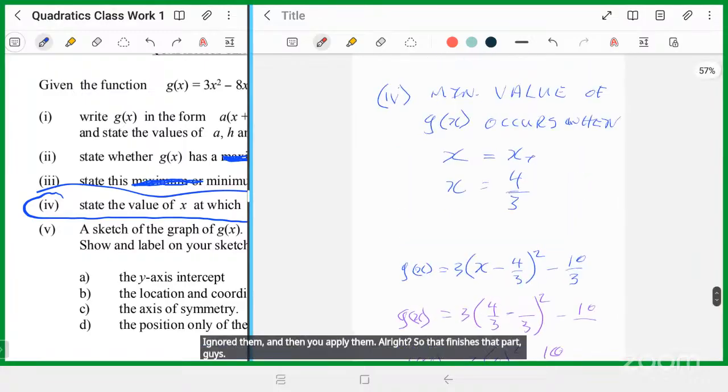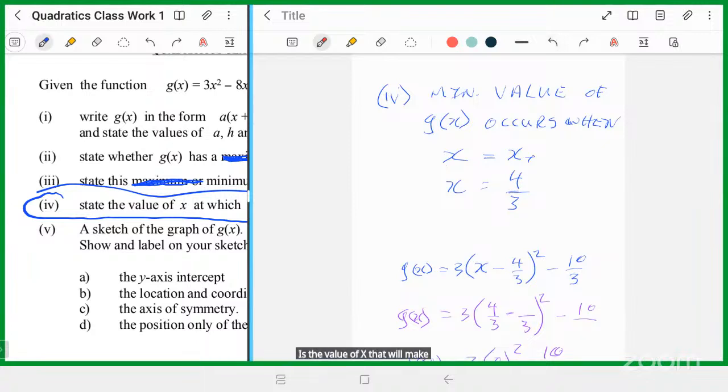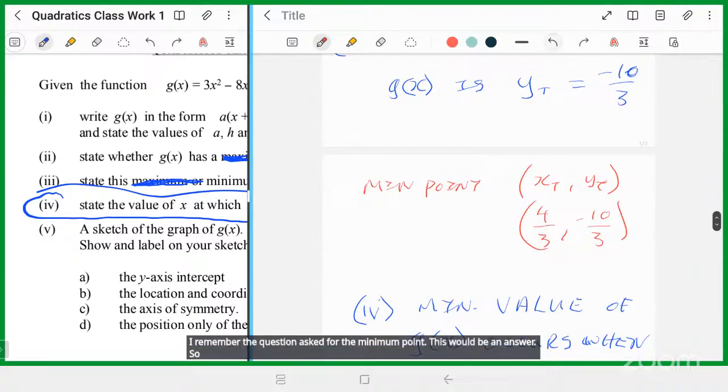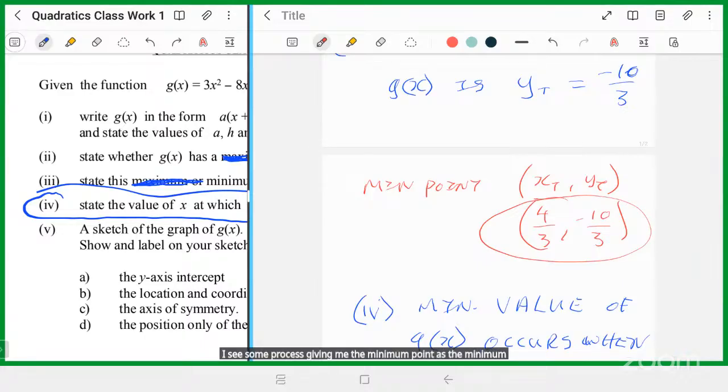So the x value at the turning point is the value of x that will make the function minimum, make the function have a minimum value. Remember, if the question asks for the minimum point, this would be an answer. So in the work that I sent in the group, I see some person giving me the minimum point as the minimum value. No. Minimum point is a point having an x value and a y value. If I ask for the minimum value, it's just this. If I ask for the value of x for which a function is minimum, it is just this. That's the value of x.